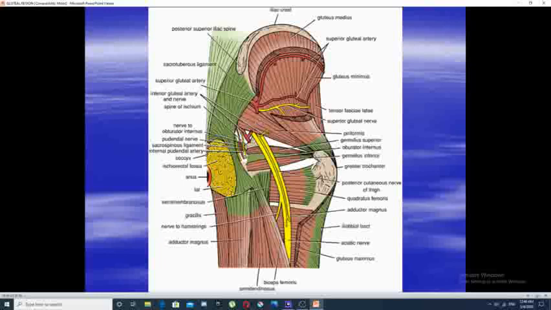Also here you can see the pudendal nerve as it crosses above the ischial spine, passing from the greater sciatic foramen and then re-enters the pelvis by passing through the lesser sciatic foramen to go finally to the ischiorectal fossa.